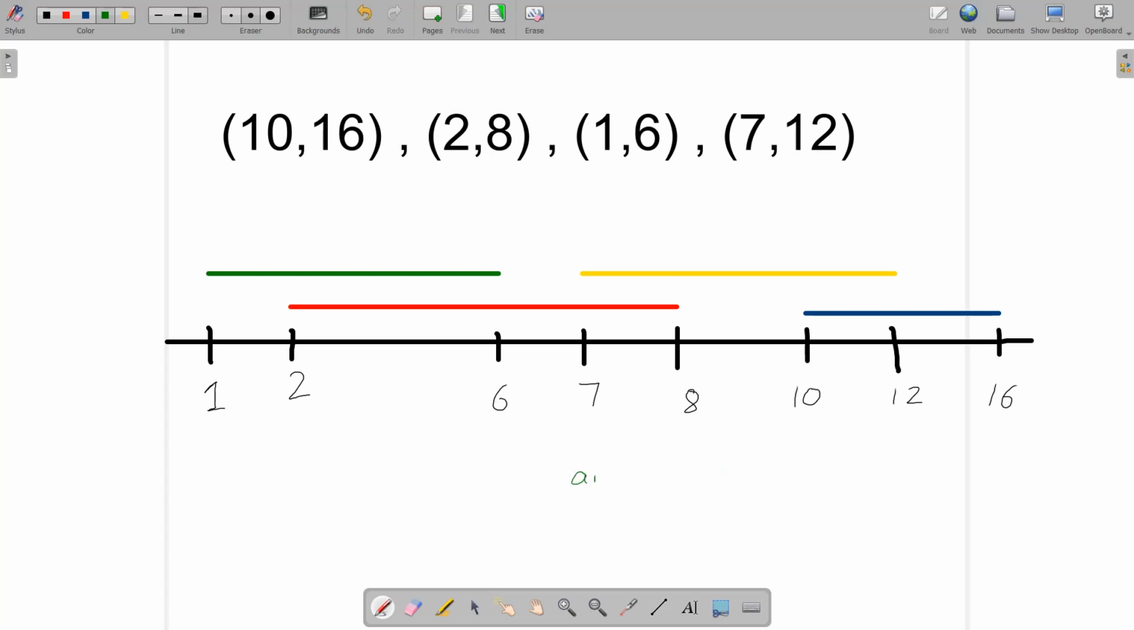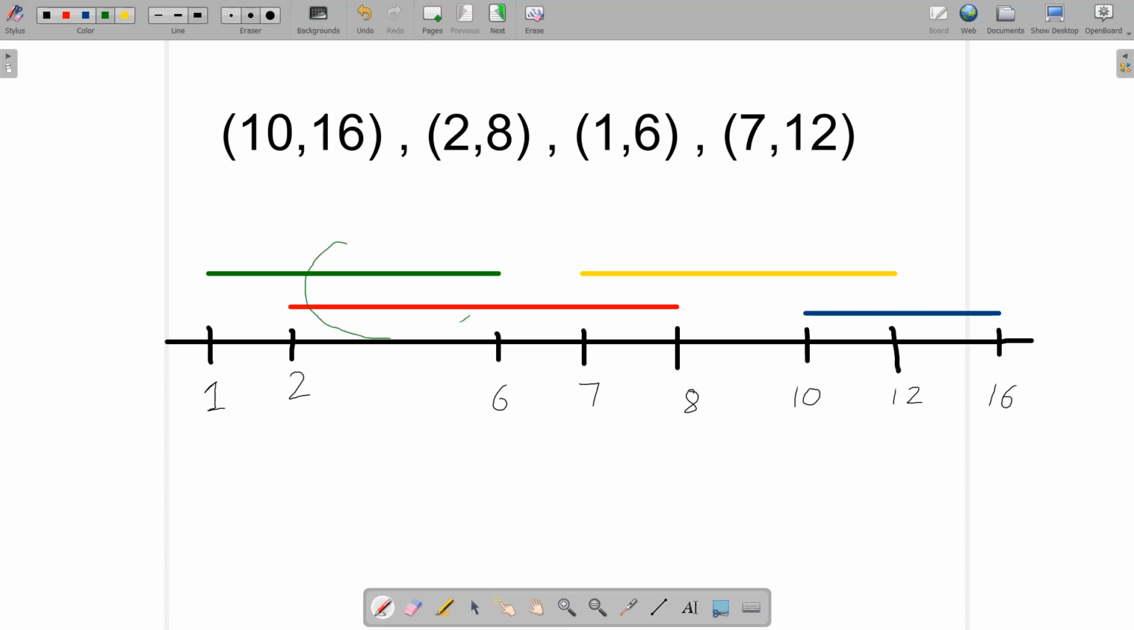In that case, my answer would not come out to be n, where n is the total number of balloons. So how should we find the minimum number of arrows to shoot all the balloons? You can see when two segments overlap, like over here, the most optimal way is to shoot an arrow in the overlapping region.